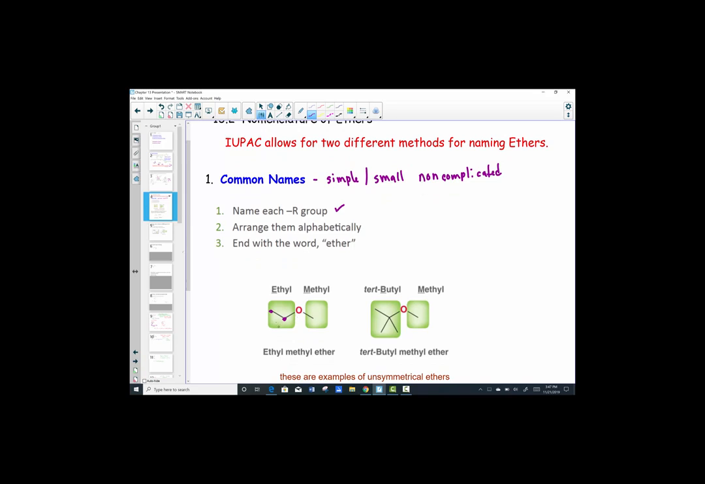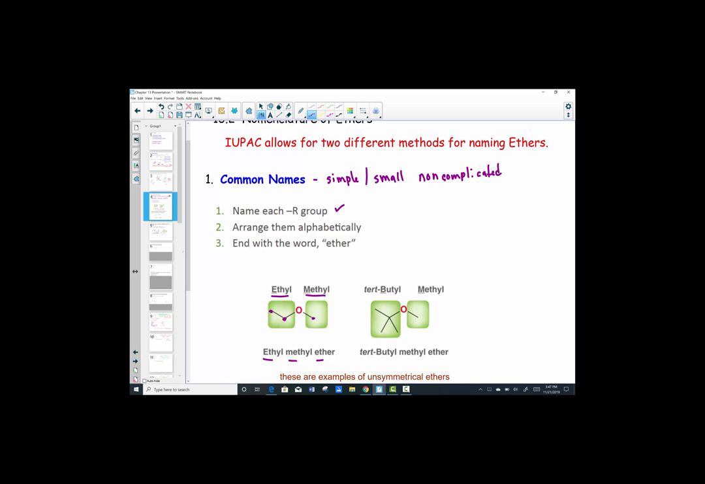To one side has a 2-carbon chain, and on the other side we have a 1-carbon chain. The prefix for a 2-carbon chain is ethyl. The prefix for the 1-carbon chain is methyl, and we just list those alphabetically: ethyl, methyl, ether. Those are 3 separate words.